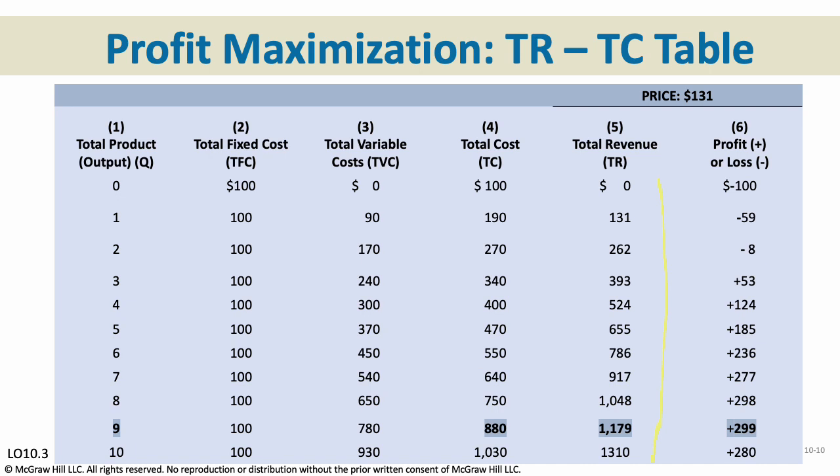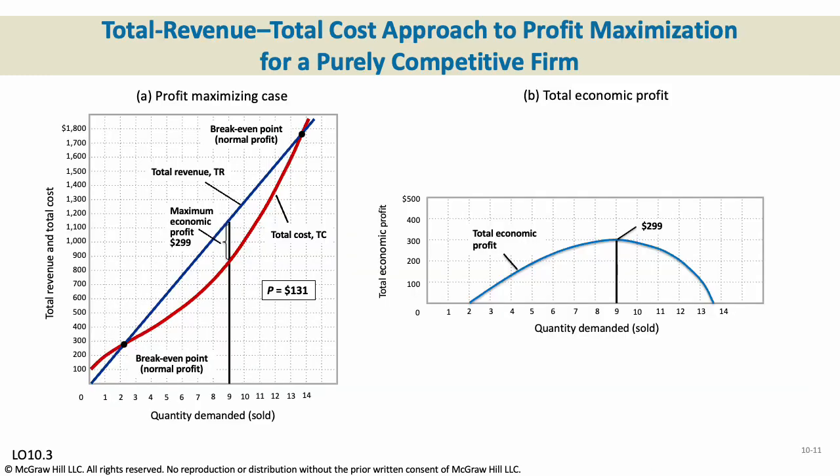So up until quantity 9 or profit of $2.99, this is where we would want to produce up to. When we increase quantity to 10, we're actually making less money. And that is what is charted out right here.